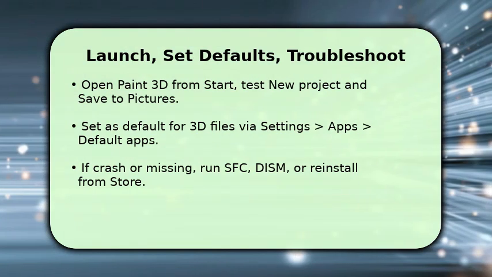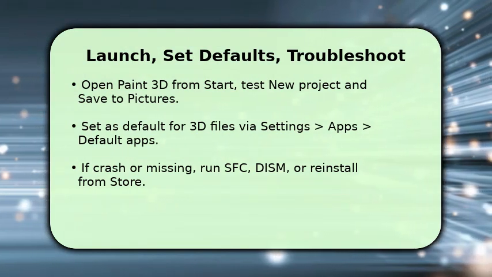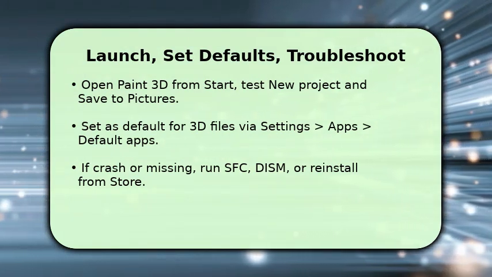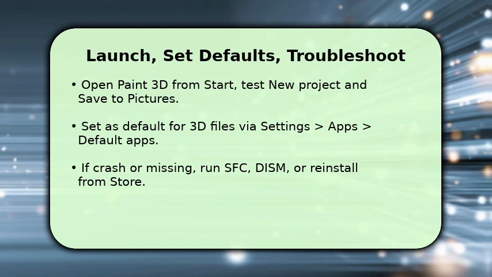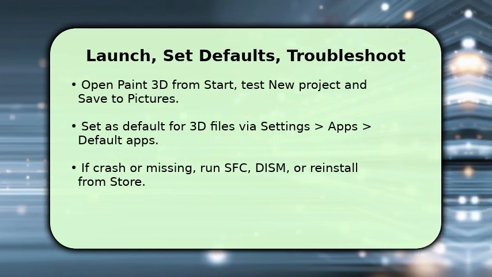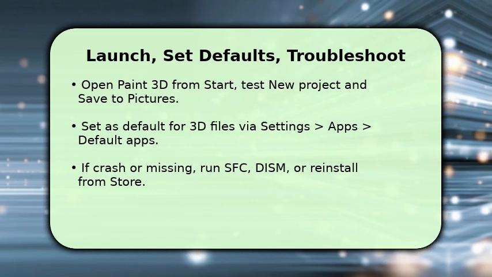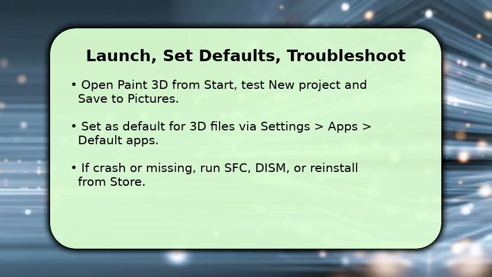You open Paint 3D from Start and create a quick new project to confirm functionality. Save to your Pictures folder to verify permissions. Make sure file associations are set in Settings, in the default apps section, so 3D files open in Paint 3D.